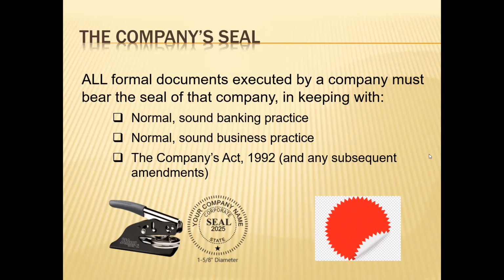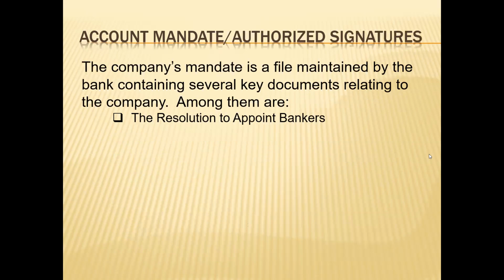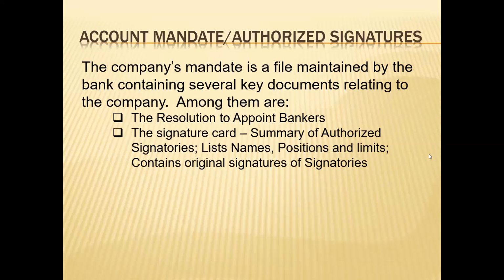We did company seal. Let's look at the mandate before we go further. So the mandate, a company's mandate, is a file maintained by the financial institution, the bank, containing several key documents relating to the company. Among them are the resolution to appoint bankers, which we looked at, the signature card, which is a summary of all the authorized signatories. They list their names, their positions, and any limits. It contains original signatures of the signatories.